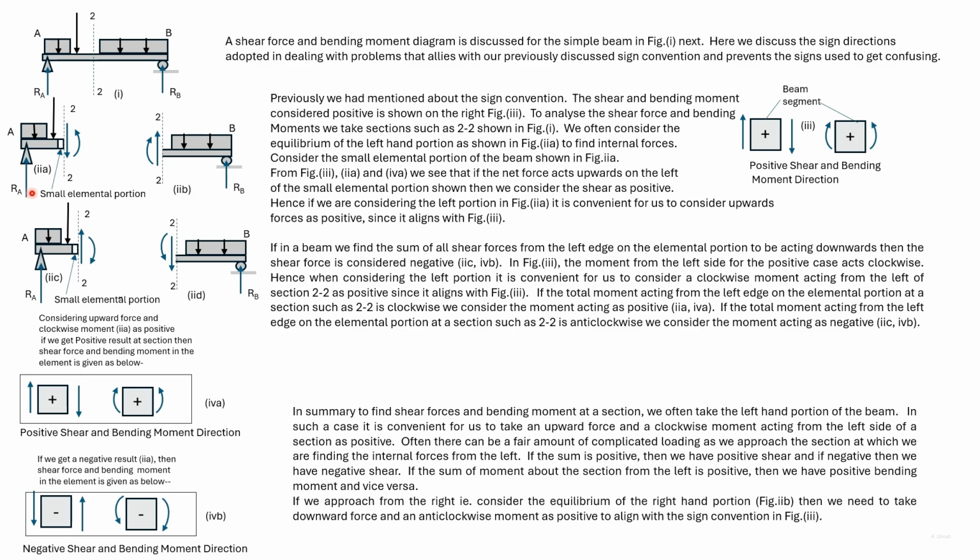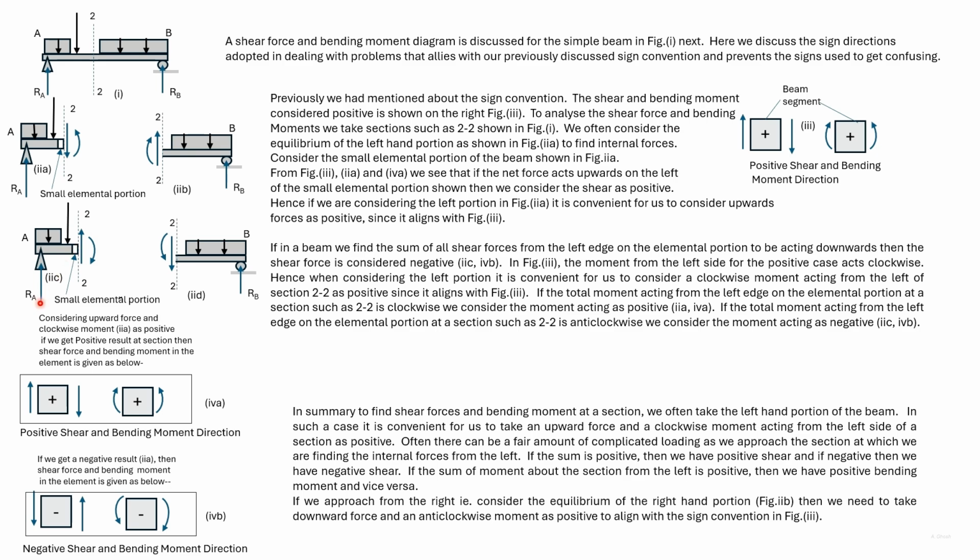So if Ra is greater than these two, then on the left side of this element, there would be an upward force as shown here. On the right side of the element, there will be a downward force. This matches with the positive direction of shear force we have taken.